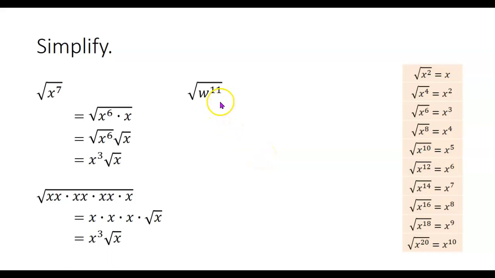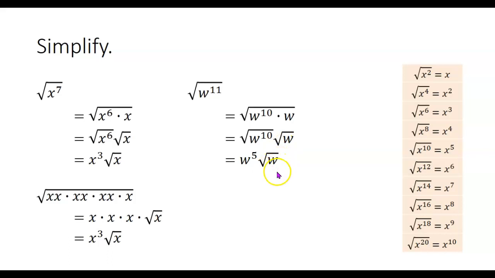What about the square root of w to the 11th power? What can we break up w to the 11th power into? What's the biggest perfect square that we can factor out? Answer, we can break it up into w to the 10th power times one more w to the 1st power. And then we have the square root of w to the 10th power, which is w to the 5th power, times the square root of w, which has to stay just the square root of w.